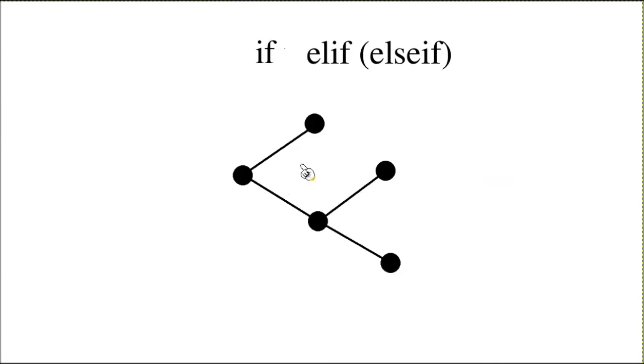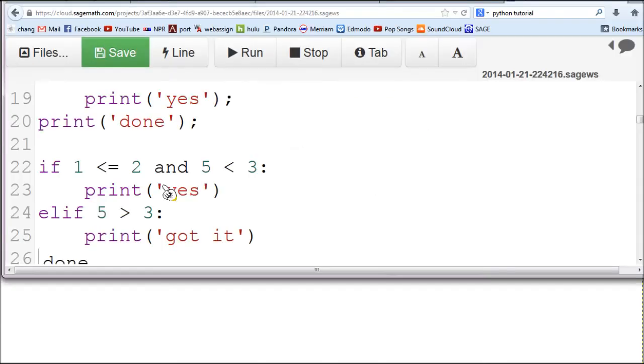So I read it wrong. It's actually elif, which is shorthand for else if. So here I wrote down the same part. If 1 is less than or equal to 2 and 5 is less than 3, print yes. And of course, it's not true. If not, we're going to test if 5 is greater than 3. Then we ask if that was yes, then we're going to print got it.